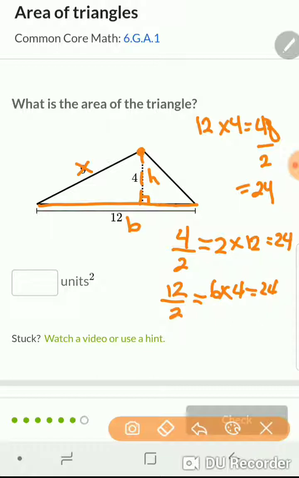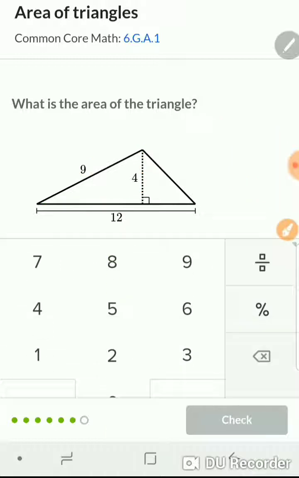So as long as you understand that you're multiplying the base and the height and then taking half, the order that you do it doesn't really matter because of the commutative property of multiplication. The order doesn't matter. All right. So my final answer is 24 units squared.